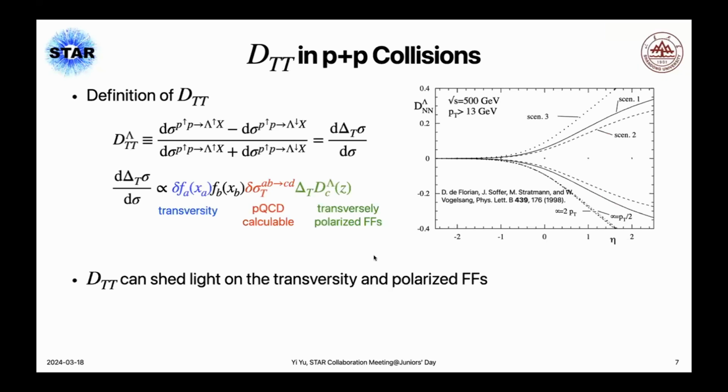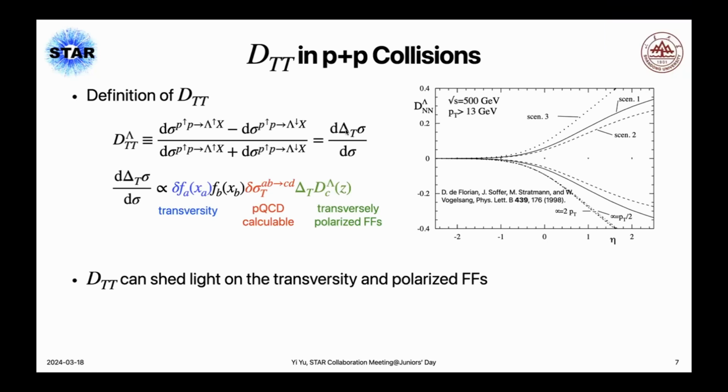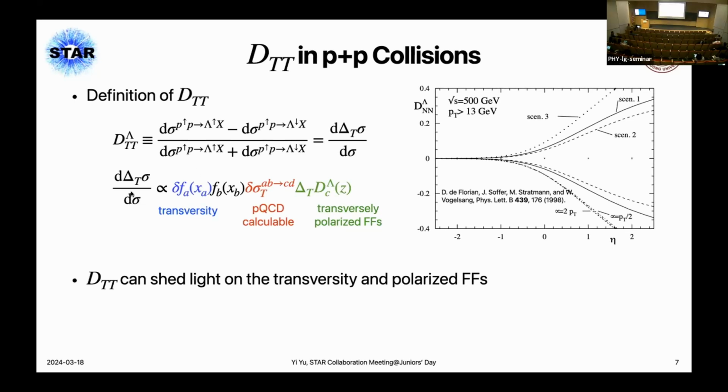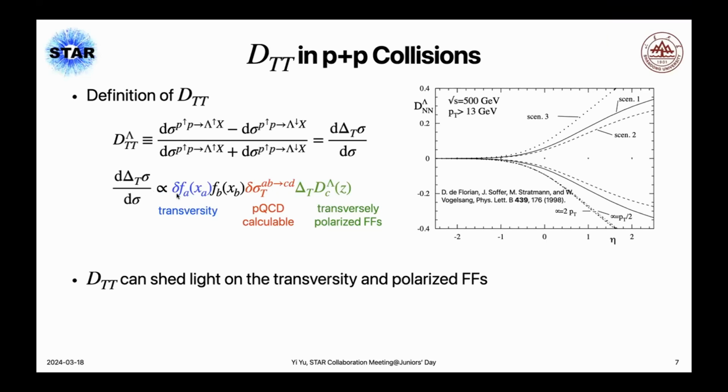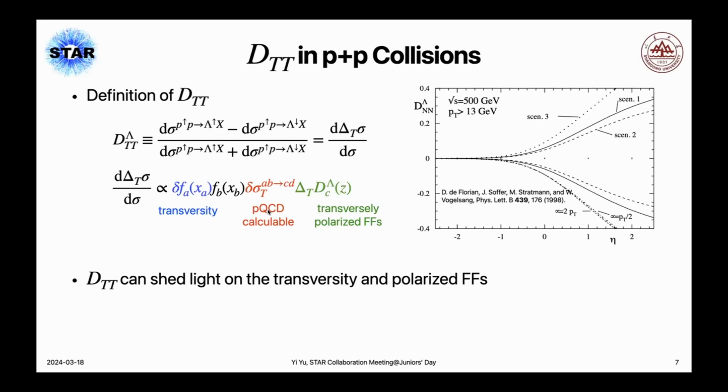And for DTT, its definition is similar, and also it's the ratio of polarized cross-section over unpolarized cross-section. The polarized cross-section can be factorized. Sorry, there is a typo. The polarized cross-section can be factorized into the transversity distribution, also the spin-dependent cross-section, which can be calculated by perturbative QCD. And the green part is the transversely polarized fragmentation functions.